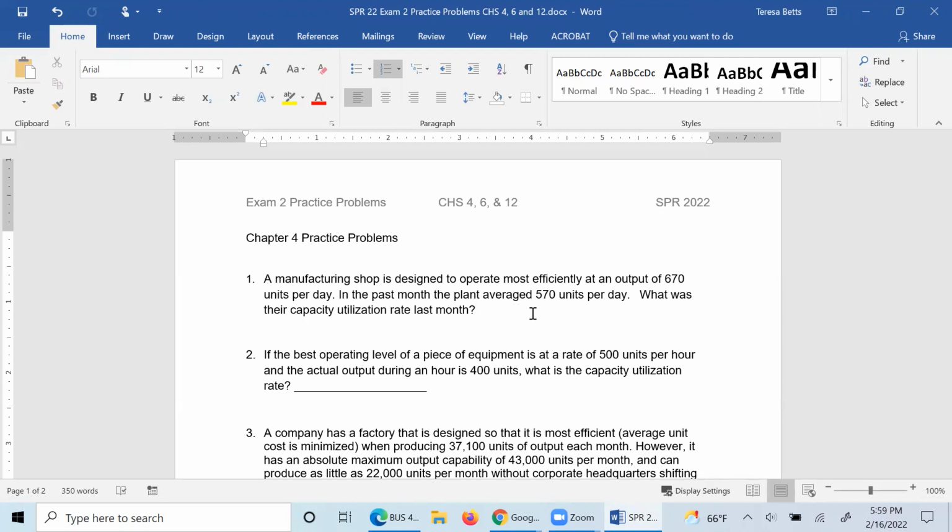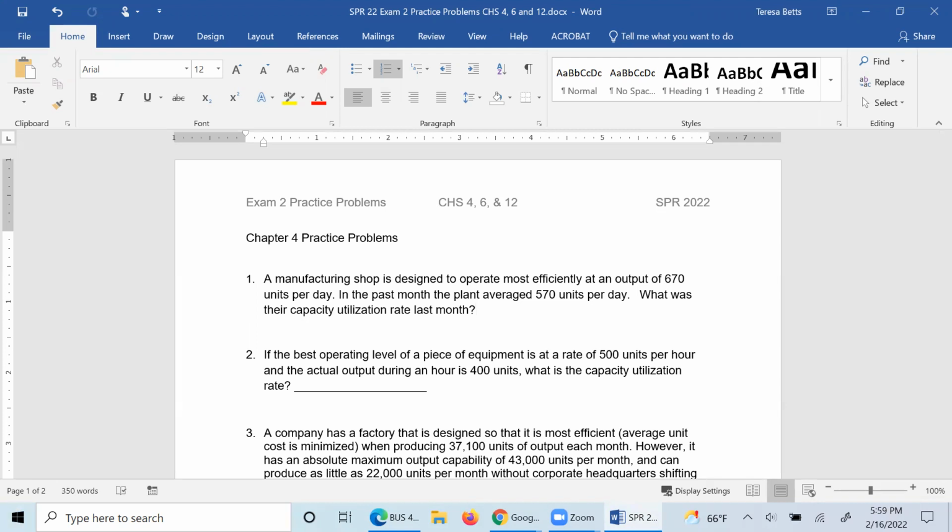A manufacturing shop is designed to operate most efficiently at an output of 670 units per day. In the past month, the plant averaged 570 units per day. What was the capacity utilization rate last month?